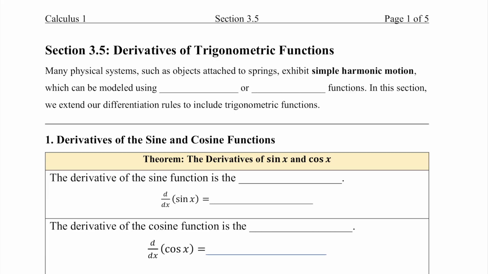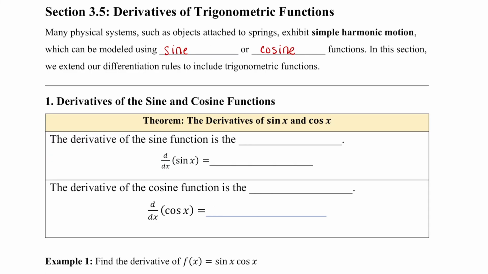In many physics systems, like objects attached to springs, the motion repeats in a regular pattern. This type of motion is called simple harmonic motion. We can model this type of motion using sine or cosine functions. So in this section, we are going to extend our differentiation rules to include trigonometric functions.